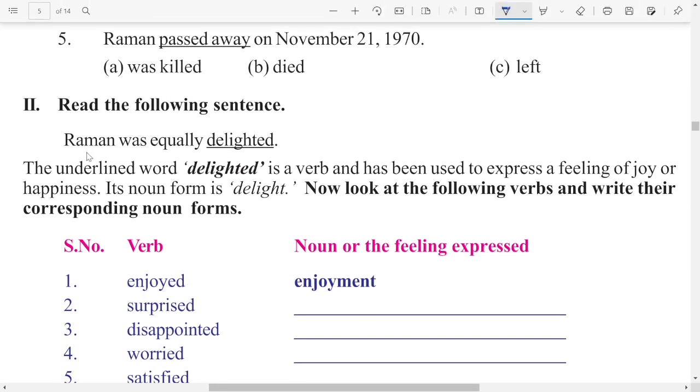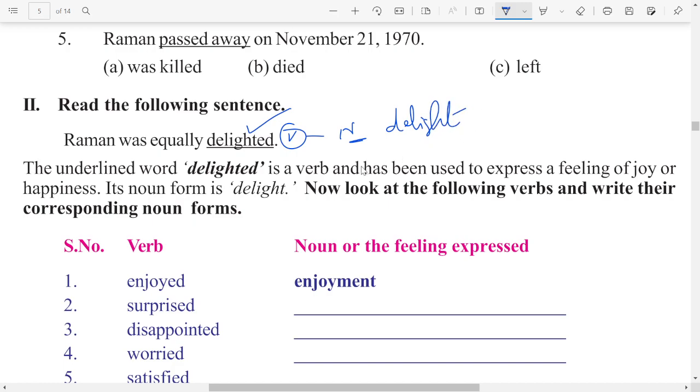Read the following sentence here. Raman was equally delighted. So the underlined word delighted is a verb and has been used to express a feeling of joy or happiness. Its noun form is delight. Now look at the following verbs and write their corresponding noun. See here, the word given is delighted, that is the verb form, and the noun form for this is delight.